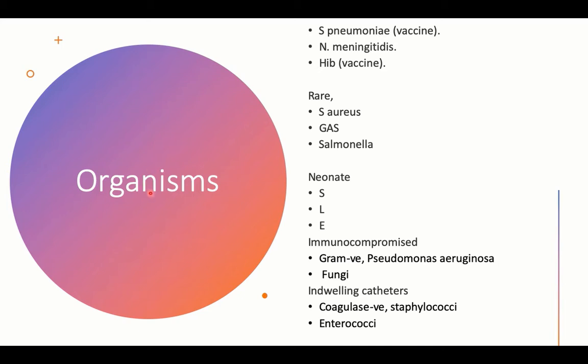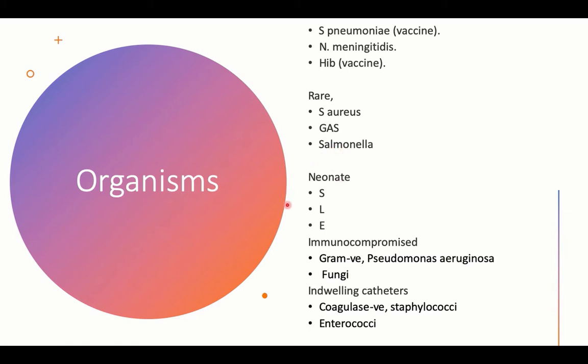Organisms that would be implicated in such a situation include, most commonly, pneumococci, Neisseria meningitidis, and Haemophilus influenzae type B. After routine vaccination with PCV and with Haemophilus influenzae vaccine, incidence lowered much. Rarer organisms which are associated with a more disastrous course include Staph aureus, group A streptococci, and Salmonella.